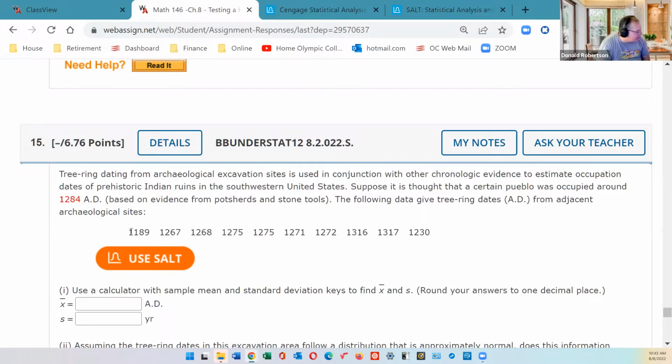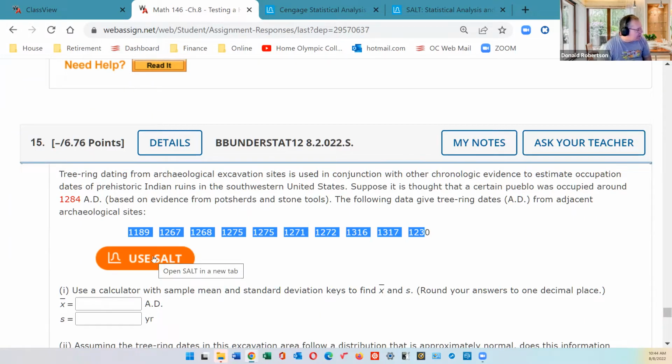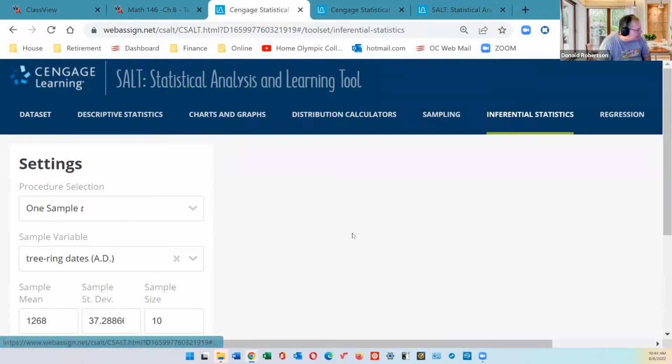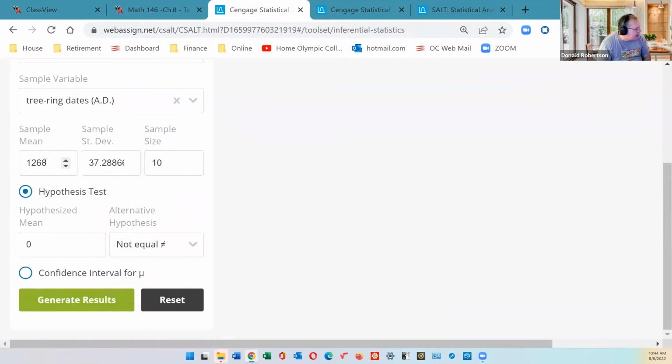Here is, based on that and other evidence, a list of different numbers associated with a particular area. And they used potsherds and stone tools and all sorts of other things. And this is roughly when they think that particular area was being inhabited. And if I use the sort button, I'll hit the inferential statistics, and the average is about 1268 AD, and the standard deviation is about 37.